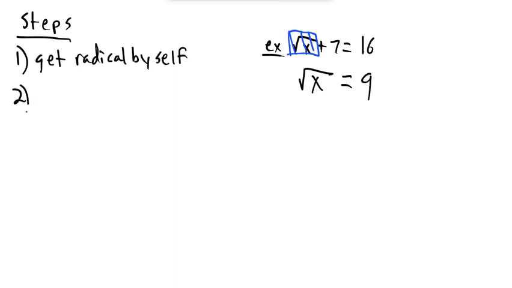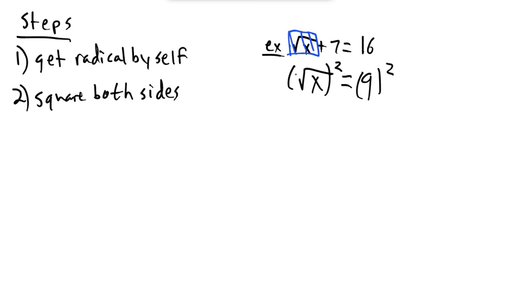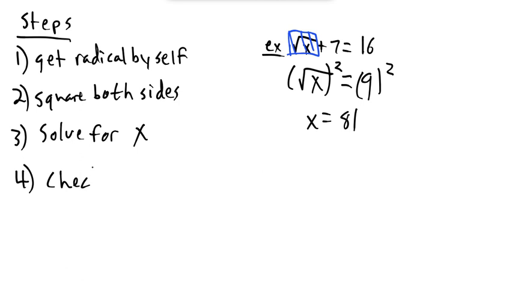Step 2, how do we get rid of the radical? Well, we're going to square both sides. So once you get it by itself, we can square this so that the square and the square root cancel. What would that leave us with? That would leave us with x is equal to 81. Step 3 is going to be solve for whatever remains. And step 4 is going to be check your answer.